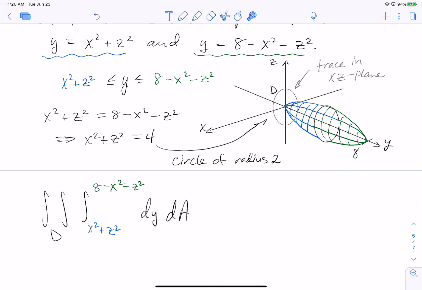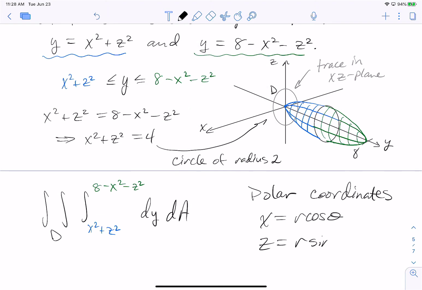And I'm doing it this way for a particular reason. If we look at our region D in the xz plane, it's a circle of radius 2. Folks, if my region D is a circle, I'm probably going to go polar coordinates. In this case, because we're in the xz plane, I'm going to let x equal r cosine of theta, and then z equal r times the sine of theta. And you'll say, what, polar coordinates are x and y? Yeah, but look, it's a circle in the xz plane, and as far as polar coordinates are concerned, they don't care if it's x and z.